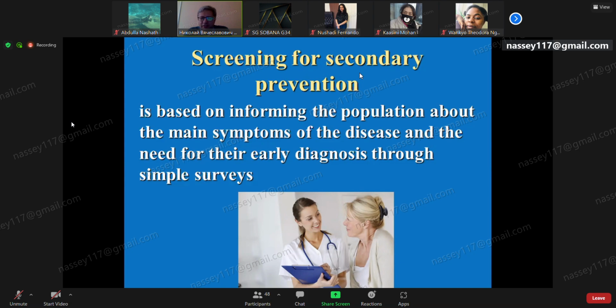As for screening, this method of secondary prevention should include relatively simple surveys, simple, available at the outpatient level, and non-expensive. For example, ECG, blood glucose test, or fasting glucose tolerance test, spirometry, and other methods.